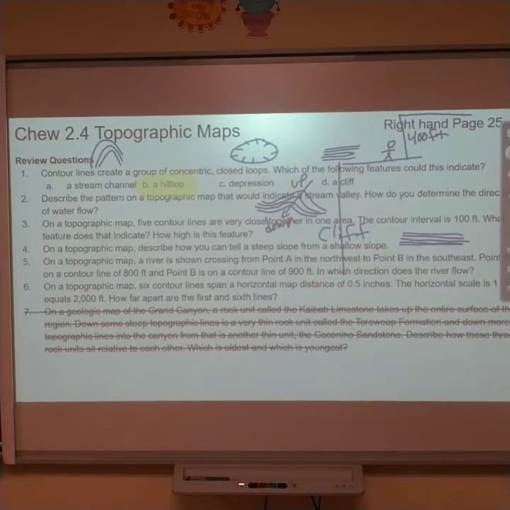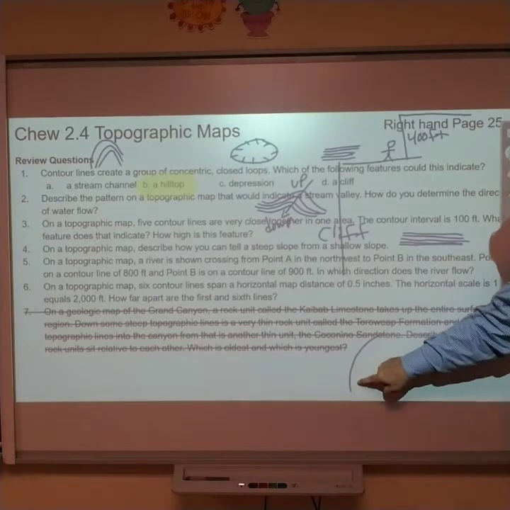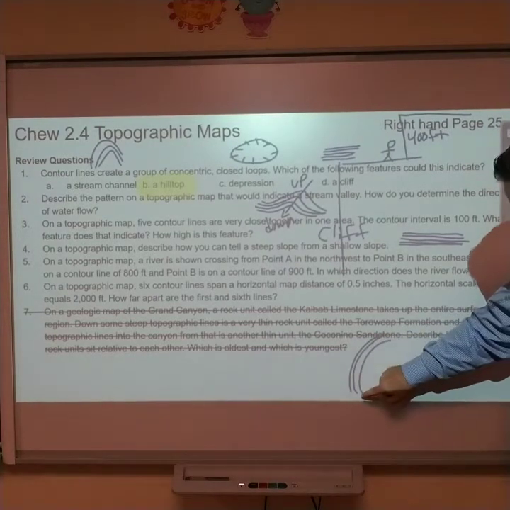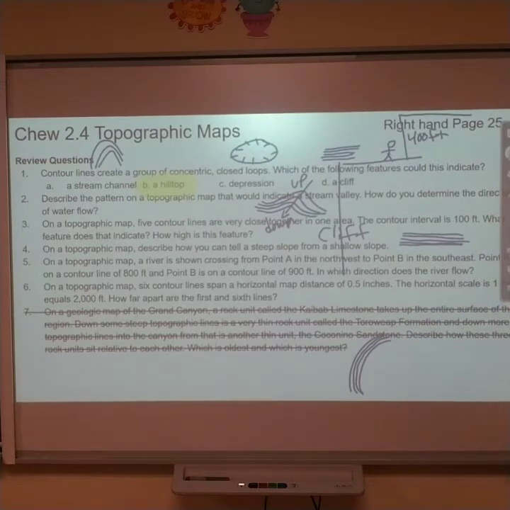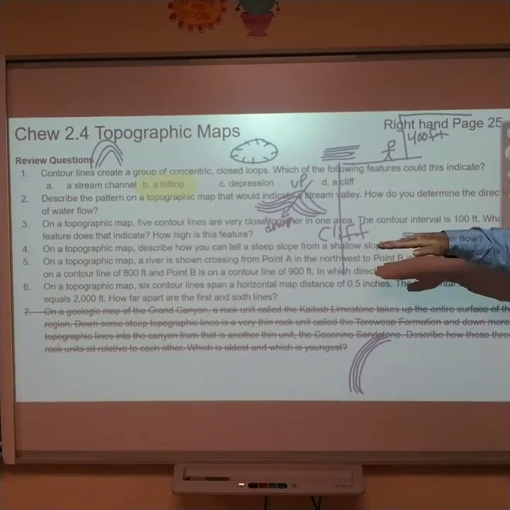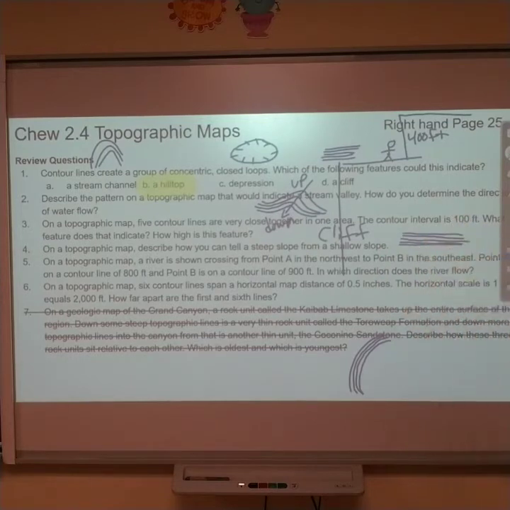On a topographic map, describe how you can tell a steep slope from a shallow slope. If it's a steep slope, they're going to be very close together. Right? Because that indicates that your elevation is rising in a very short distance. If they're farther apart, right, then you're increasing elevation over a much longer horizontal distance. So how can you tell the difference? How close the contour lines are to each other. The closer they are, the steeper it is.